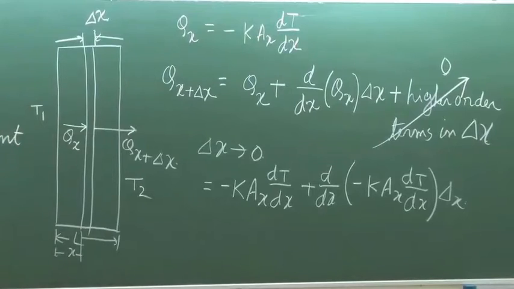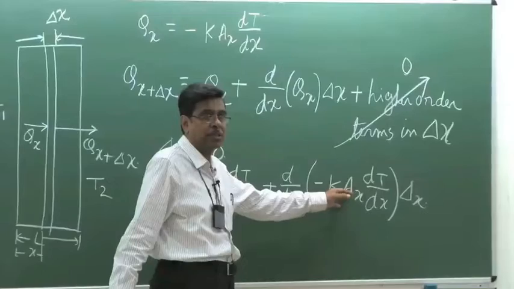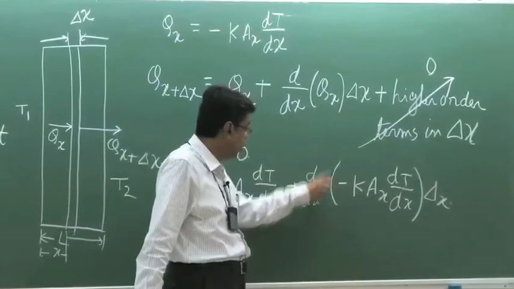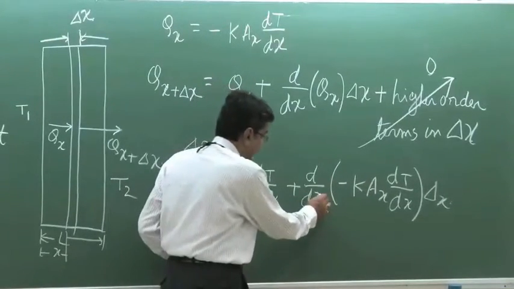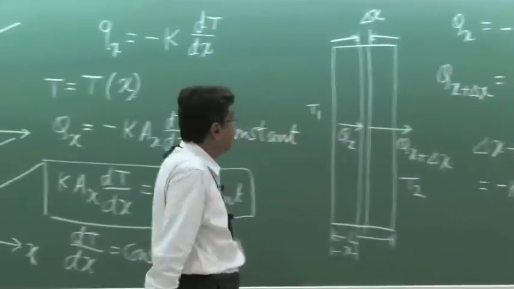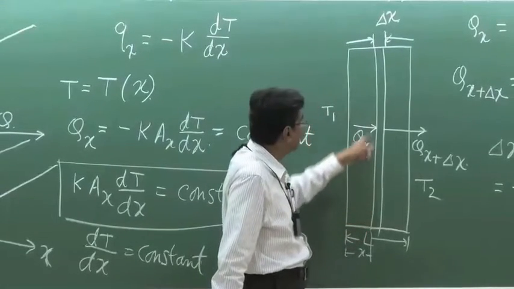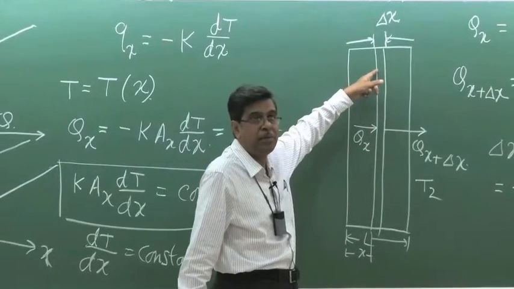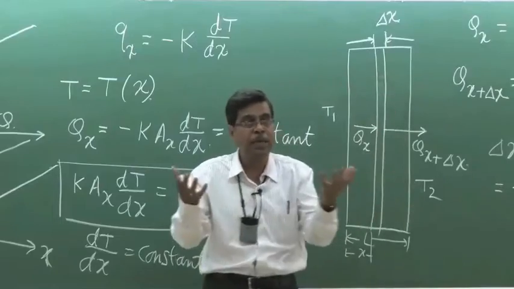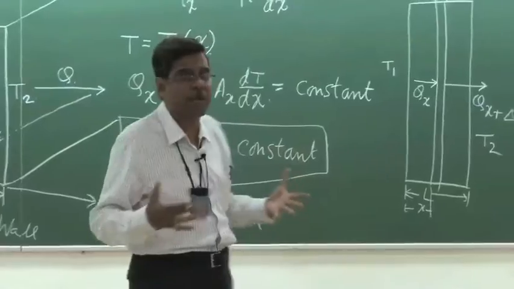Here I have not taken into consideration that k is constant, Ax is constant. This comes as a whole within the bracket d/dx. That means this can change with x. Now, if it has to be at steady state, there should not be any generation of energy within the element, or any absorption of thermal energy within the element. That means the element will act as a transparent element.